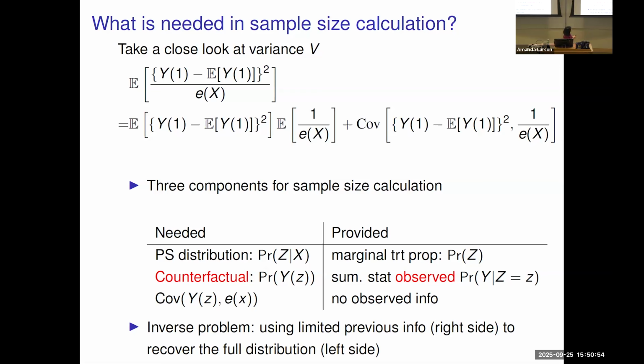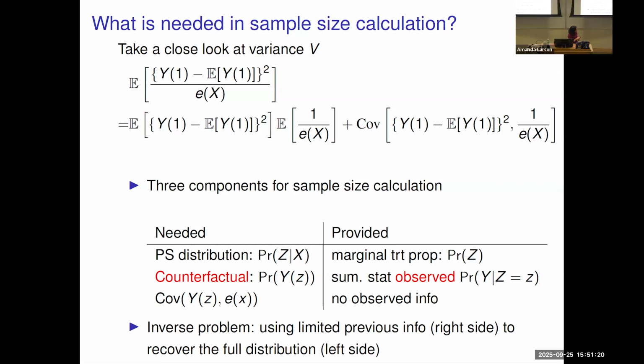One is the distribution of propensity score. One is the distribution of the counterfactual outcome, the potential outcome. The other is their correlation. So this is basically what we need. If we somehow know this as a function of a few summary statistics, problem solved. But let's see what we really have. We don't have the propensity score.